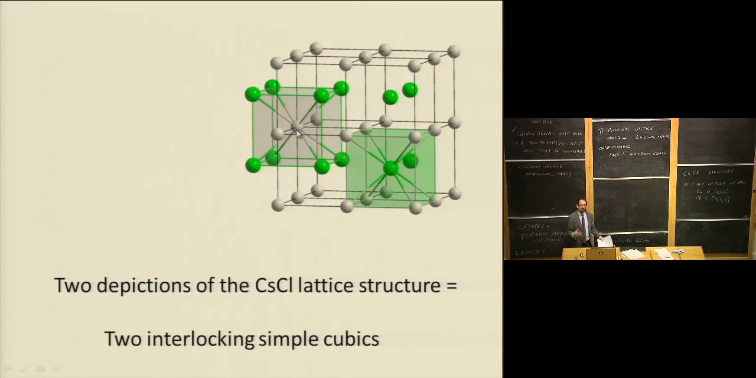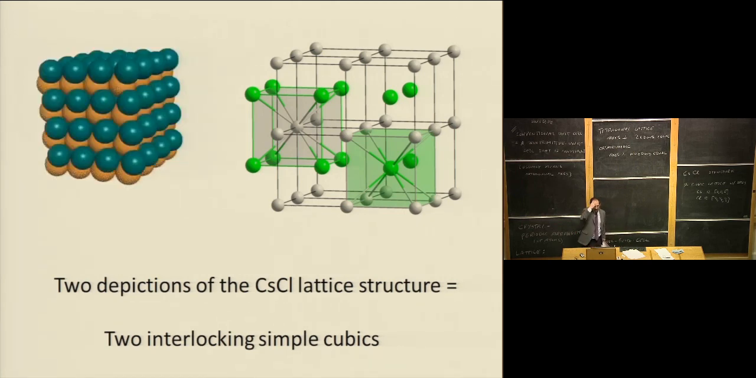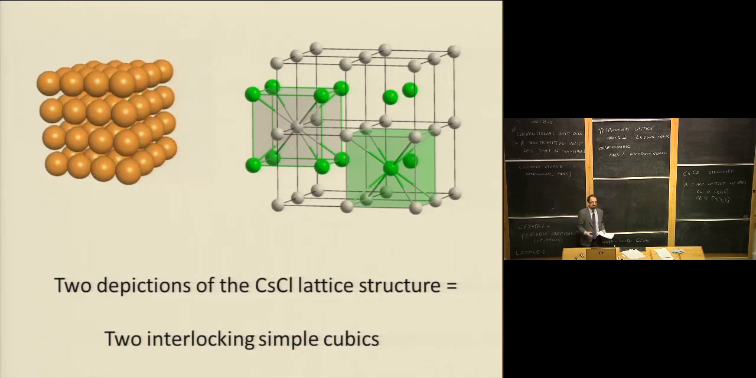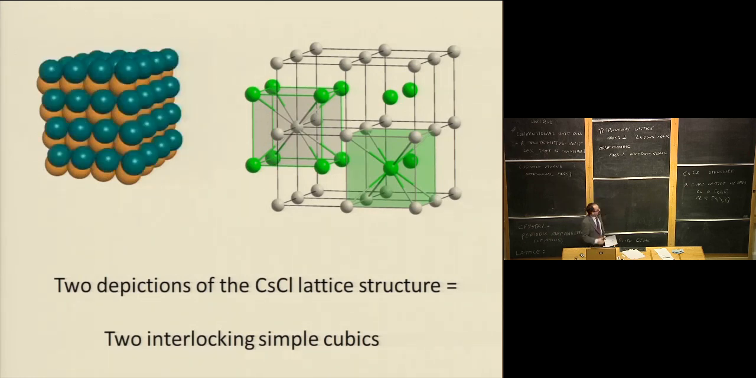So what we really have is two interlocking simple cubic lattices. One of them is made up of the cesiums, one of them is made up of the chlorines. Here's an animation that's supposed to show that. So that's cesium chloride, there's the cesiums, here's cesium chloride again, and there's the chlorines. Each of them is a simple cubic lattice, and they're stuck together. So this type of structure, the cesium chloride structure, is actually quite a common structure in nature.